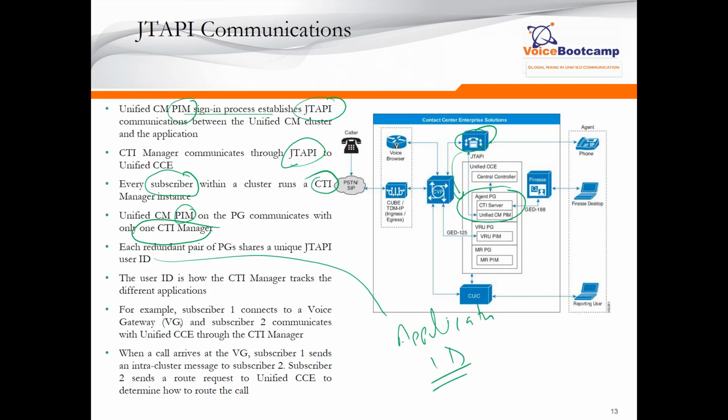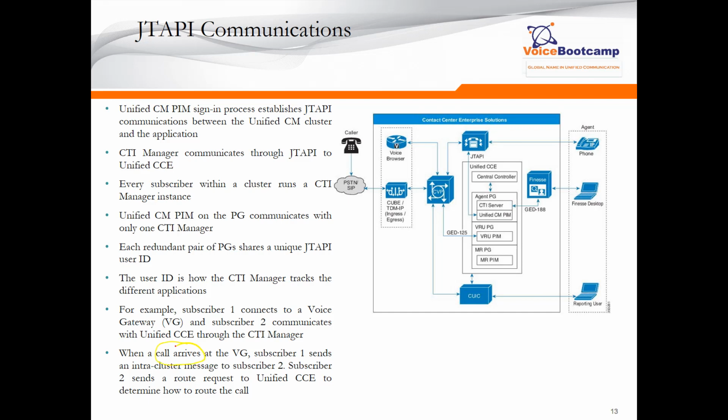For example, because the CTI manager can only talk to one PIM, this can cause some problems if you have a scenario like this. For example, you have subscriber 1, which connects to the Cisco router voice gateway. Subscriber 2 in the same cluster talks to the UCCE through the CTI manager. So if a call arrives, what's going to happen?